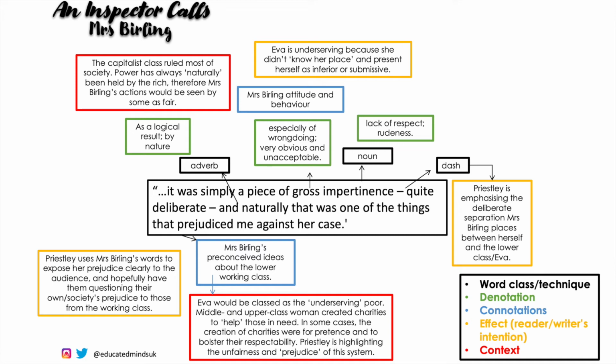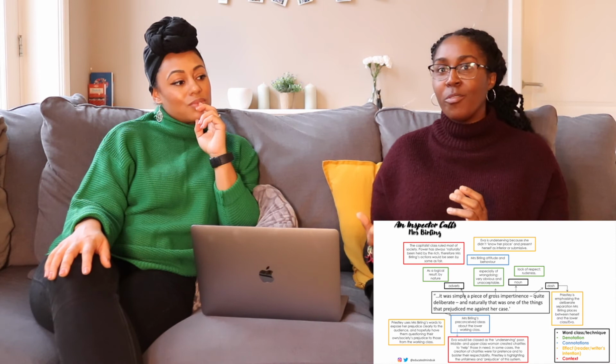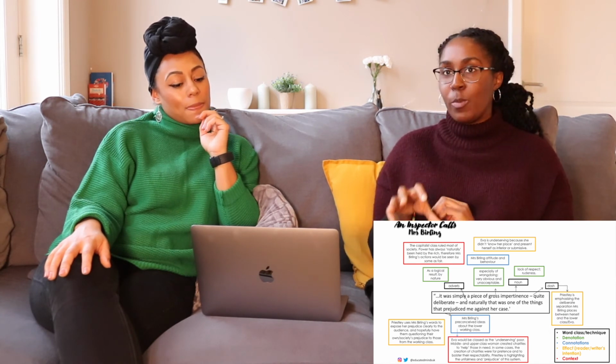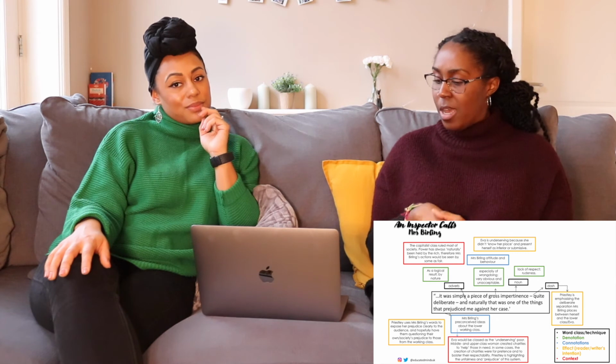You've also got, when you're looking at the quote visually, the dashes. So gross impertinence, dash, quite deliberate, dash. So Priestley there is really emphasising and separating quite deliberately the difference in class between Mrs Birling and Eva Smith as well. Yeah. And by her just saying as well that it's the thing that prejudiced me against her case, Priestley's using the word prejudice to show that Mrs Birling is being prejudiced. You see what I mean? And because of Eva's class. So he's kind of using the words to expose her own prejudice in a sense.